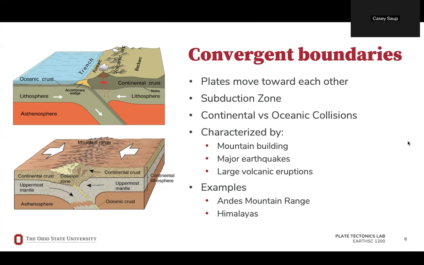And then finally, you can have an oceanic plate colliding with another oceanic plate. In these situations, you can expect the older, more dense oceanic plate to subduct beneath the other oceanic plate. Some examples of convergent boundaries include the Andes Mountain Range, which is an oceanic-continental convergent zone, the Himalayan Mountains, which is a continental convergent zone, or the Aleutian Islands, which is an oceanic convergent zone.